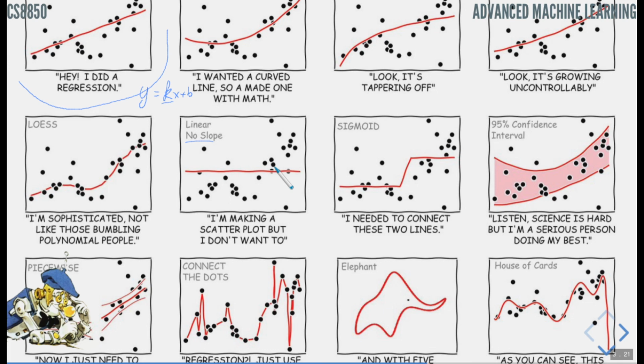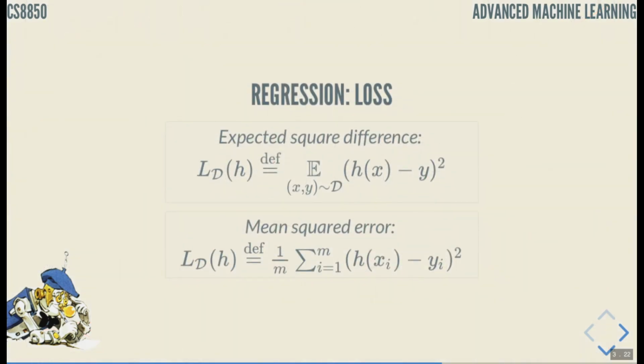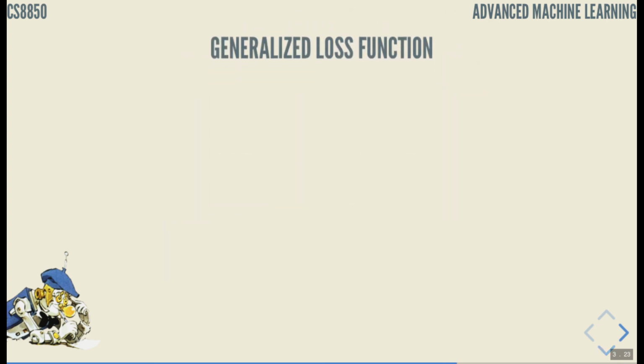But what is that loss? Least squares loss. So the loss for regression is the expected square difference between our true label and what our function or our hypothesis returns. But since it's very hard to compute the expected square difference, because remember, rarely do we know the D, we use mean squared error, which is just an average squared error between our prediction and our measurement. That's another regression loss that we can use.